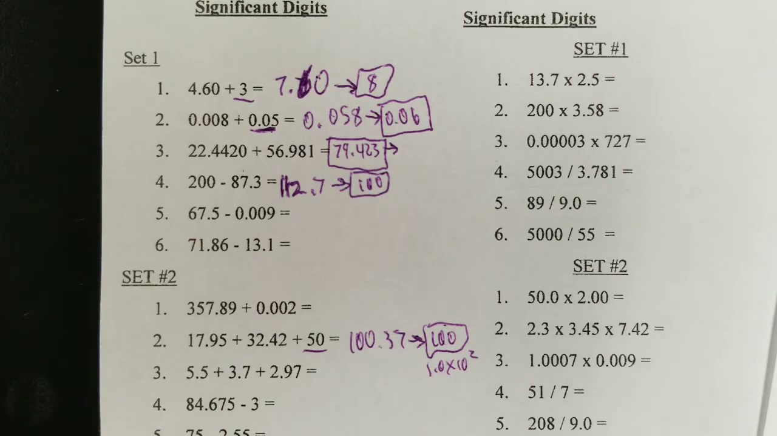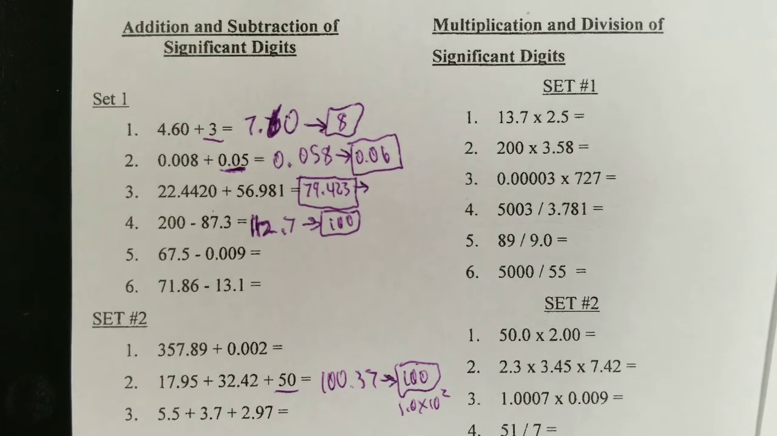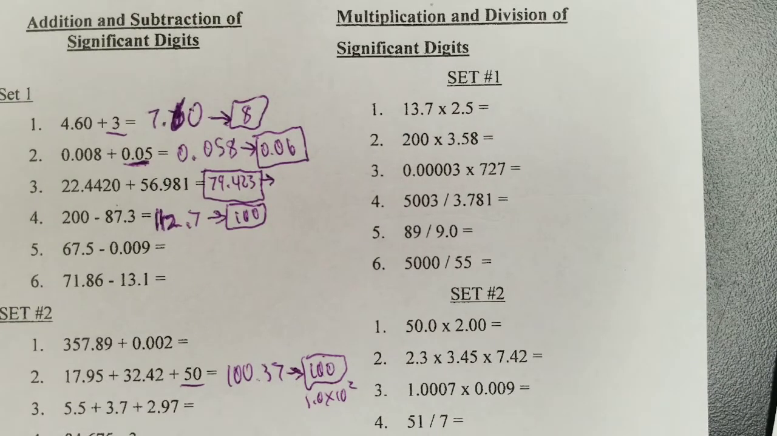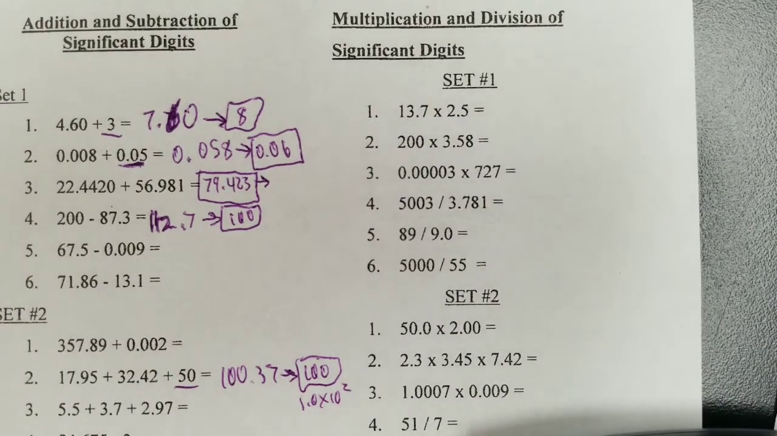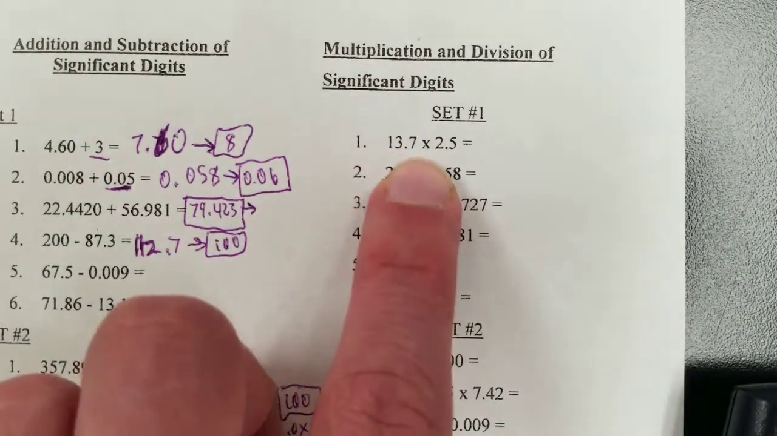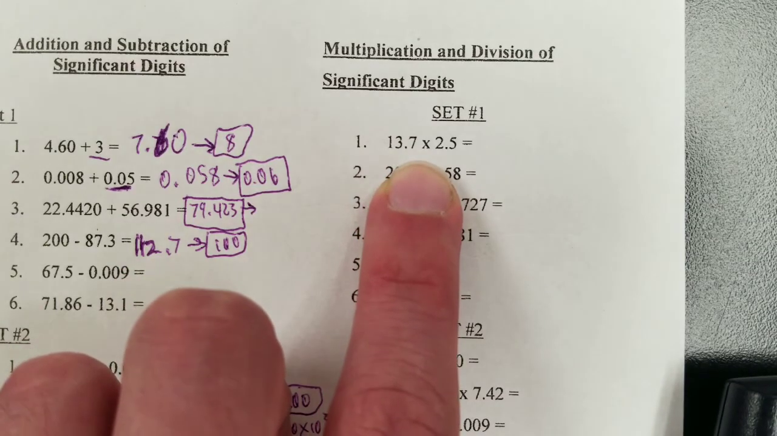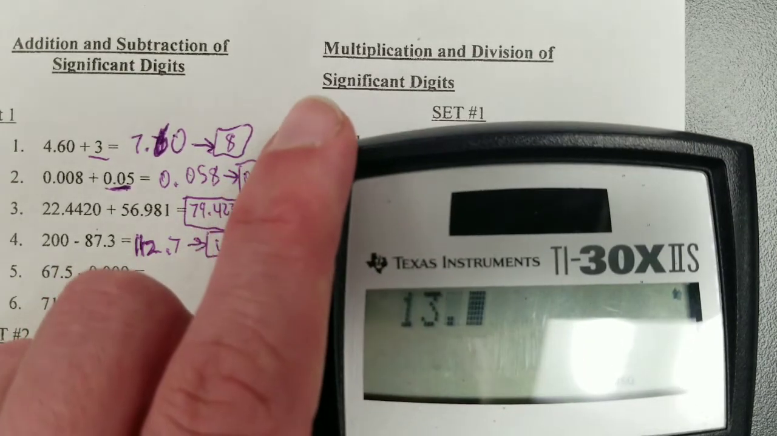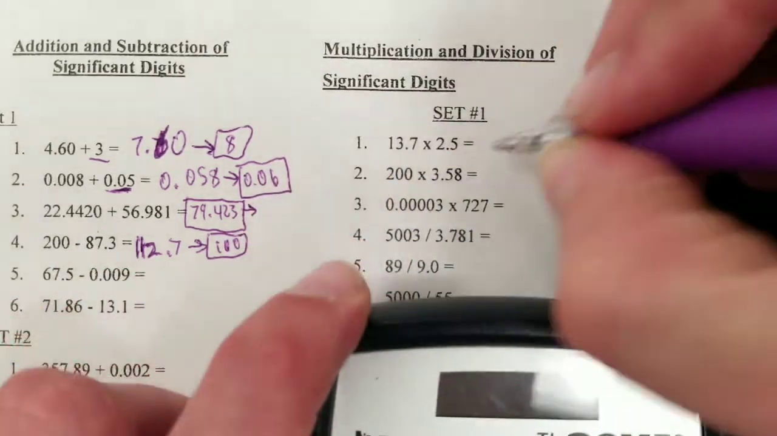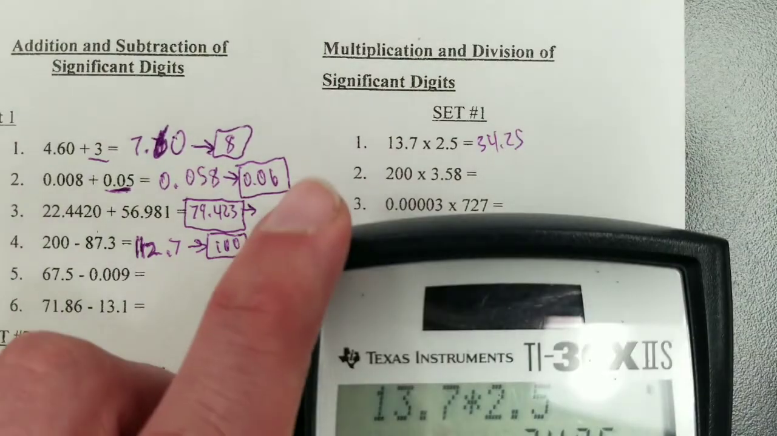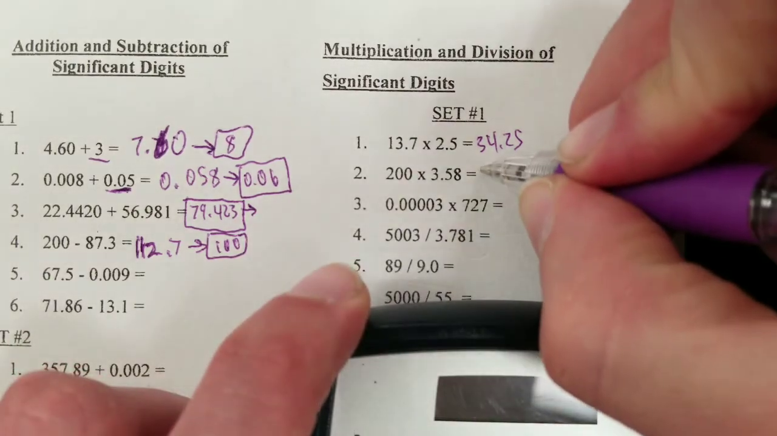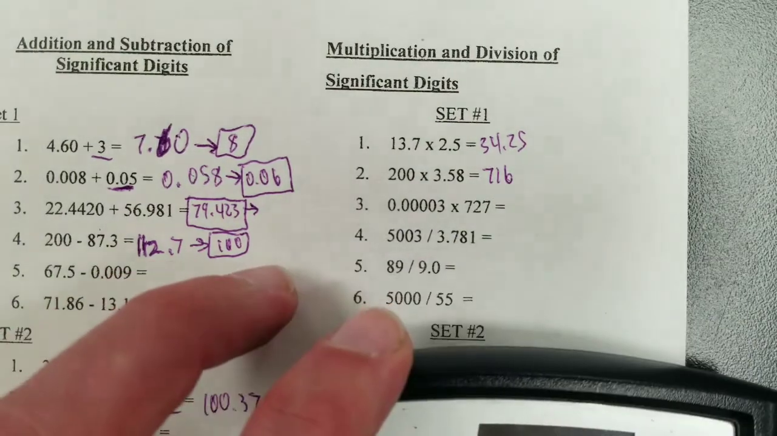And in terms of the multiplication and division, you've got to remember that's different. You do have to count significant figures. So if I take this one, we can begin with just a few to get the flavor for how it works. 13.7 times 2.5 is 34.25. 200 times 3.58 is 716. That's the raw calculator answers.